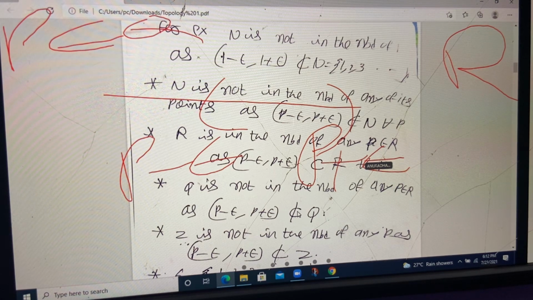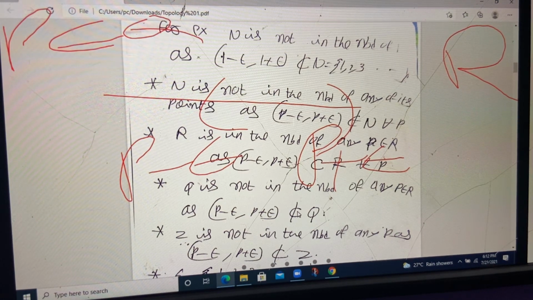For example, 1 by 2, 1 by 3, they are all rational numbers. 2 can be written as 2 by 1, so 2 is a rational number. 1 can be written as 1 by 1, 1 is a rational number. So anything which is in the form p by q, where p and q are integers, is called a rational number.